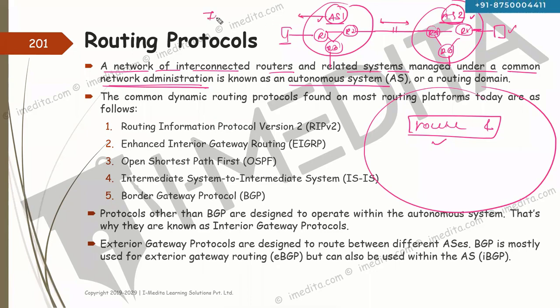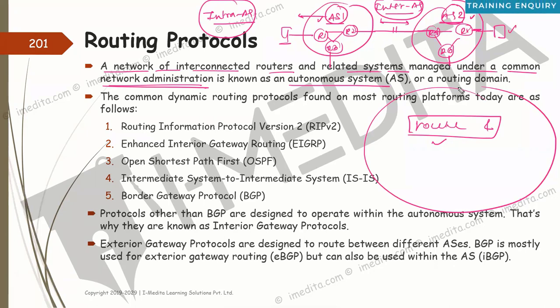One is referred to as intra-autonomous system routing, and one is referred to as inter-autonomous system routing. Intra-autonomous system routing is done when we perform the routing within the autonomous system, and inter-AS routing is done when we perform the routing in between the autonomous system.